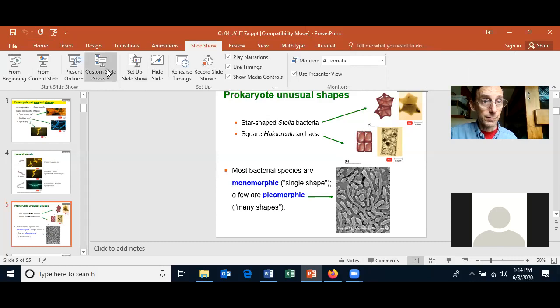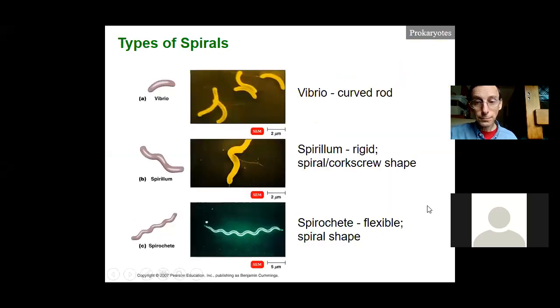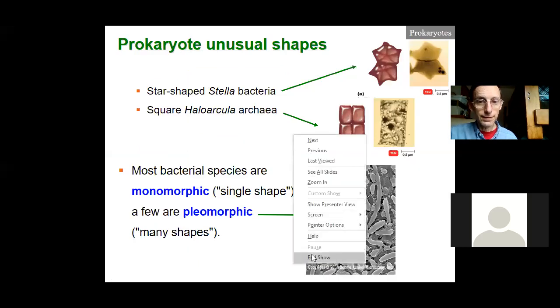And let me go ahead and blow that up just for a little bit better. This is mycoplasma, and as you can see, they have many different shapes. Pleomorphic. Any questions about that? Yep, I didn't in the slideshow. There we go.